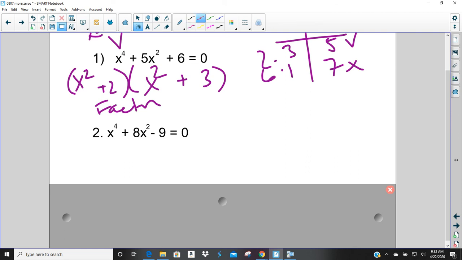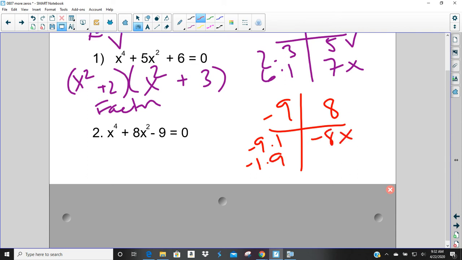So we're going to do factors of -9 that add together to give me 8. So we have the -9, so we know it has to be 1 positive and 1 negative. I have to get to 8, so I'm going to do -9 times 1. Let's do -1 times 9. So -9 plus 1 is -8. That's not good. -1 plus 9 is 8. That's correct. So remember, we have x to the 4th. So it's going to be (x squared minus 1)(x squared plus 9).